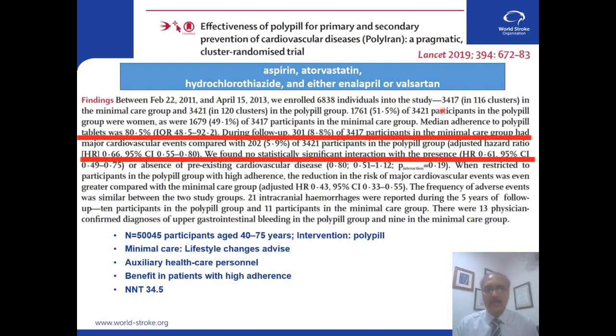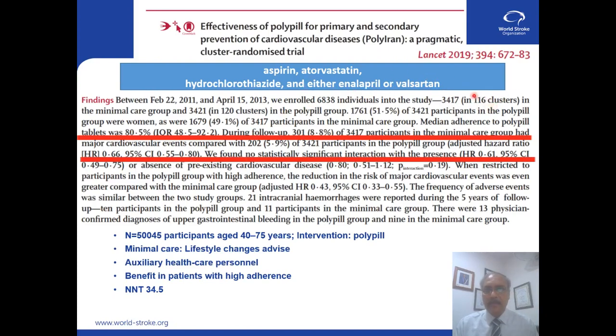This was a pragmatic cluster randomized trial, which was done in a population of 50,000 aged 40 to 75 years. They had two arms, the intervention arm and the minimal care group. In the minimal care group, the auxiliary healthcare personnel went to the houses of the people and taught them about various lifestyle risk factors, how they can change, proper diet, physical activity, regularly taking medications, and cessation of smoking, alcohol, etc. In the intervention arm, they had the polypill plus the lifestyle changes advice. The polypill had aspirin, atorvastatin, hydrochlorothiazide, and either enalapril or valsartan.